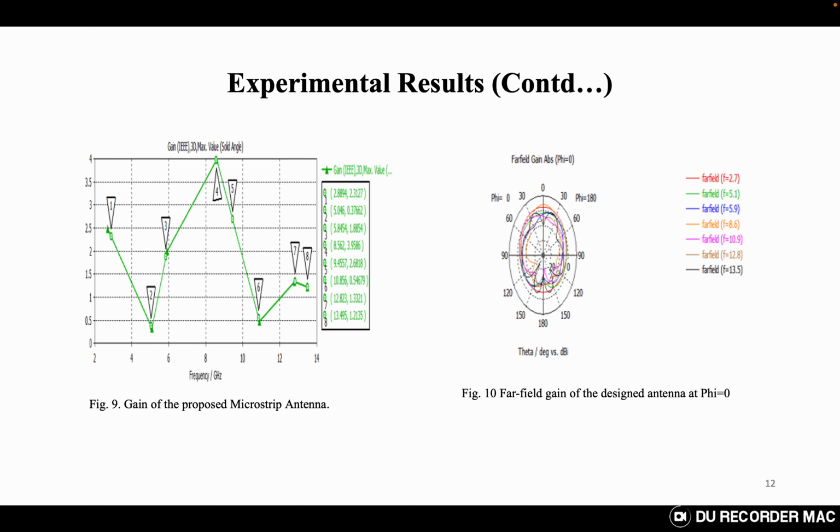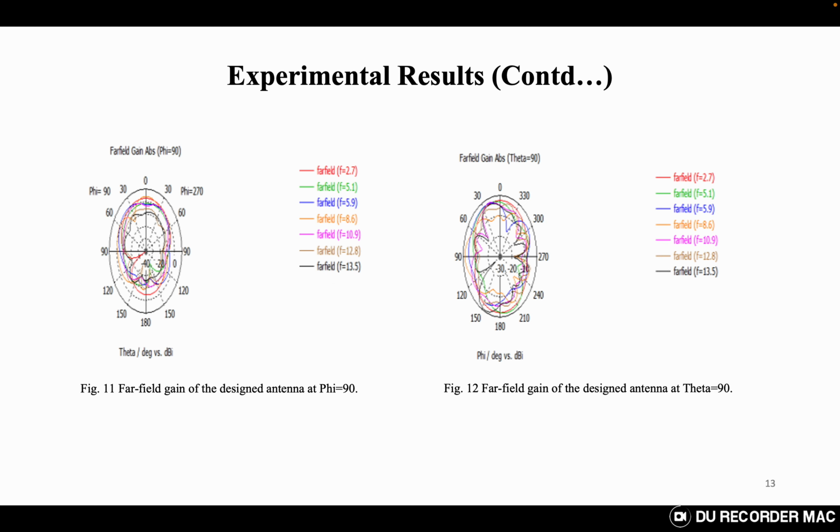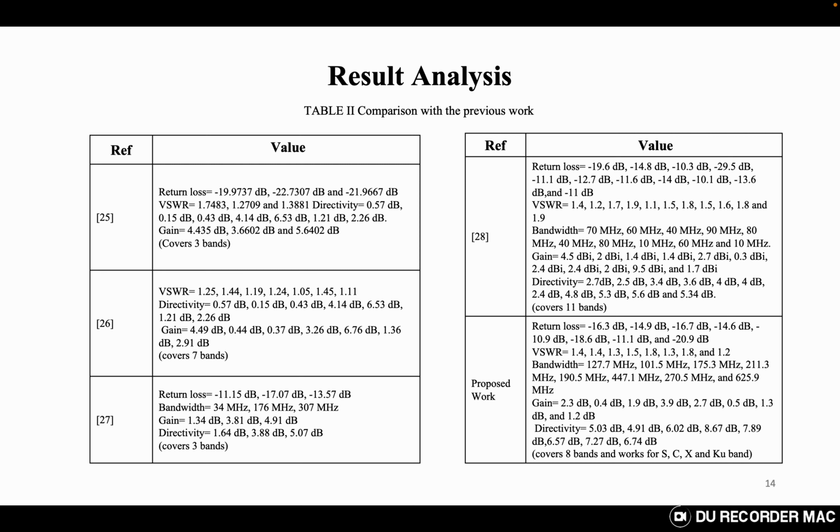This is the figure of gain of the proposed antenna and the far field gain of the designed antenna at phi equal to 0. These two figures are also for far field gain at phi equal to 90 and theta equal to 90. And this is the comparison table with previous work.